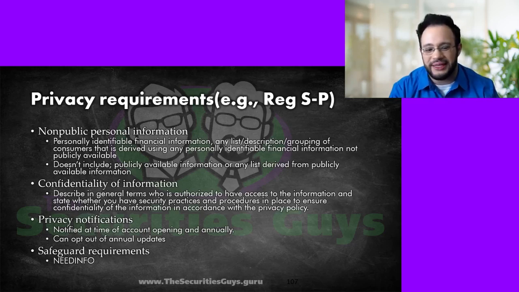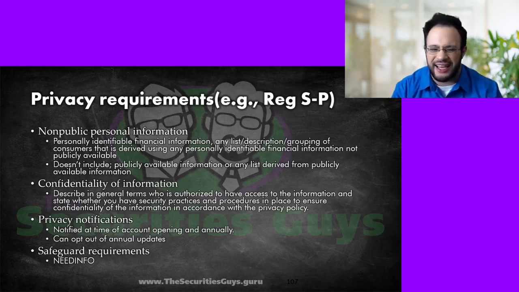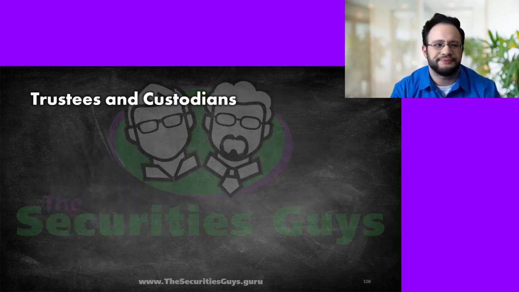The safeguard requirements: we can't let it leak. We've got to have security procedures. The information is going to be encrypted. Everything's got to be accessible but still protected. Limited number of people. Things like that. The standard safeguard requirement idea.